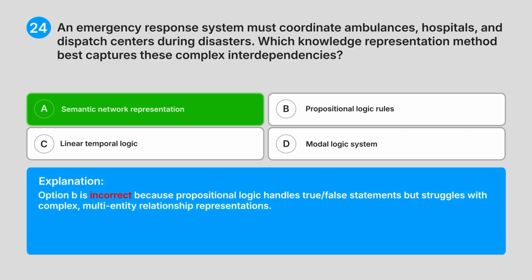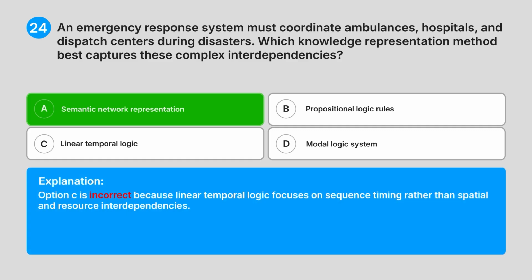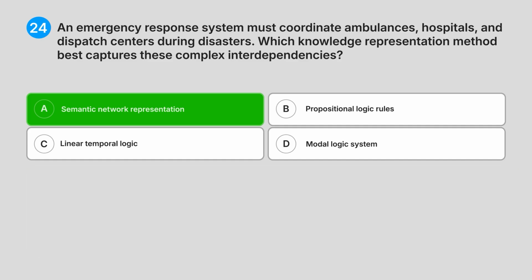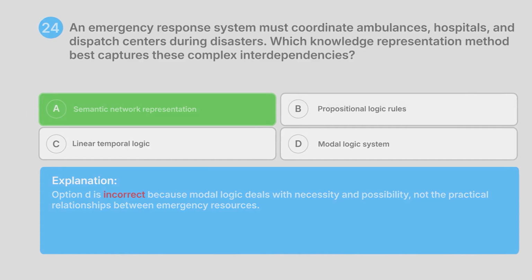Option B is incorrect because propositional logic handles true-false statements, but struggles with complex multi-entity relationship representations. Option C is incorrect because linear temporal logic focuses on sequence timing rather than spatial and resource interdependencies. Option D is incorrect because modal logic deals with necessity and possibility, not the practical relationships between emergency resources.